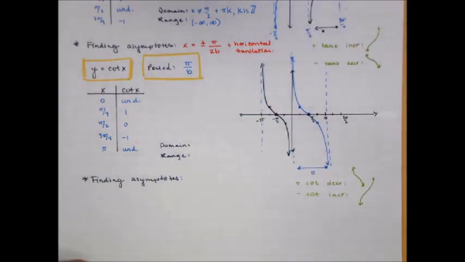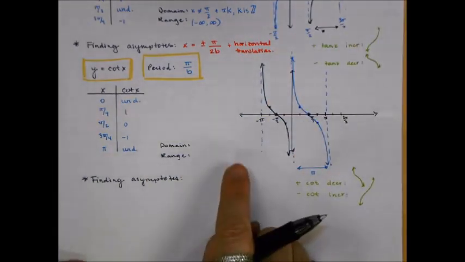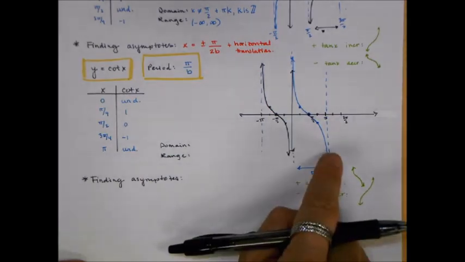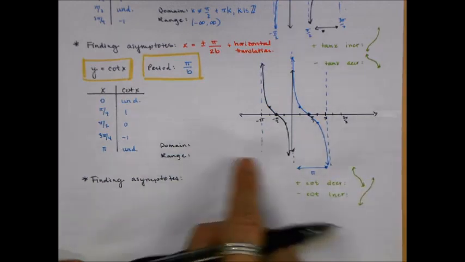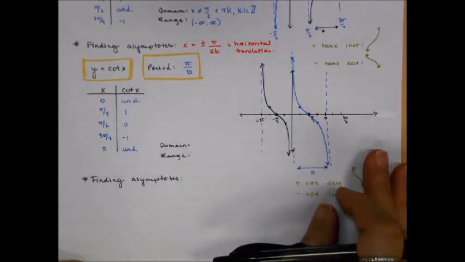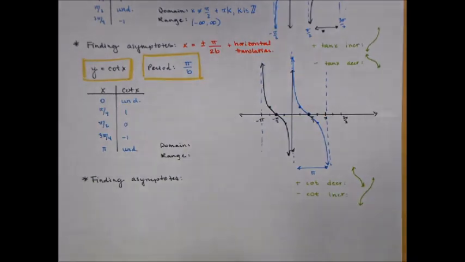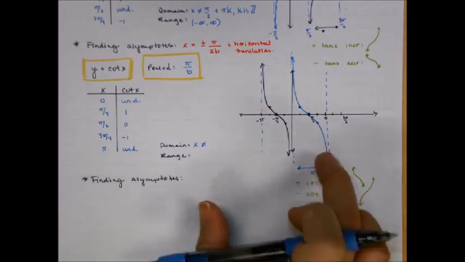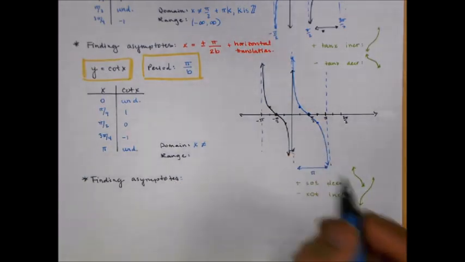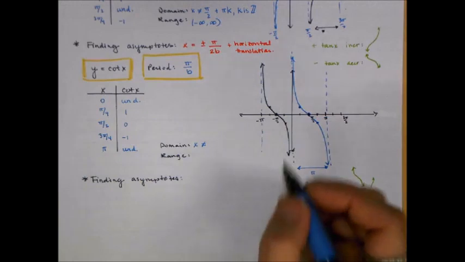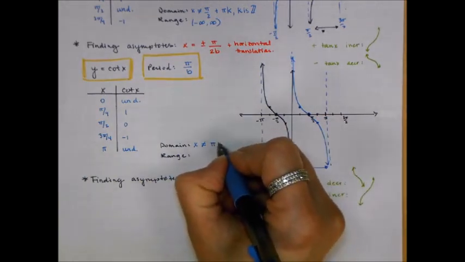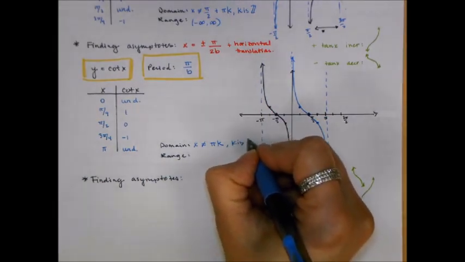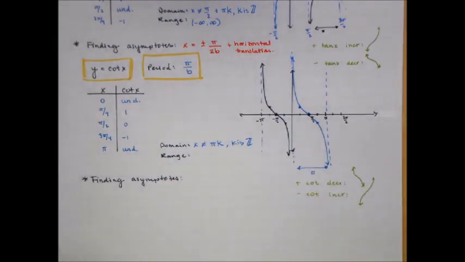So my domain, x cannot be negative pi, 0, pi, 2 pi, negative 2 pi, and so on. So it's just every multiple of pi. So you might think of it as x cannot equal 0 plus every pi units. But to write 0 plus pi k is unnecessary. So we'll just drop the 0 plus and write pi k. And again, k is an integer. The range is still going to be all reals.